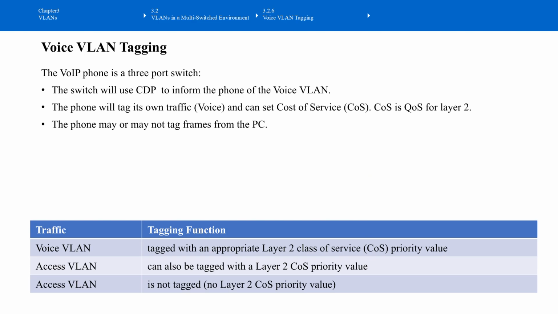Voice VLAN tagging. The voice over IP phone is a 3-port switch. The switch will use CDP to inform the phone of the voice VLAN. The phone will tag its own traffic, the voice, and it can set class of service, CoS. CoS is a quality of service for layer 2. The phone may or may not tag frames from the PC.